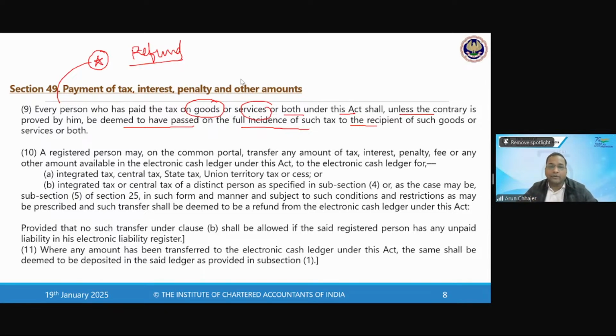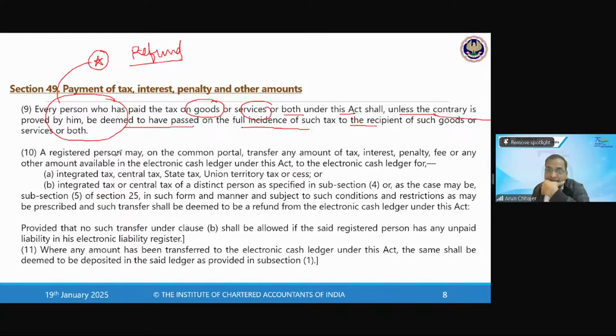Okay. No problem. Now this provision means that if I have paid the taxes on my supply when I'm raising the invoice, it is prima facie proved that I have passed the incidence to you, unless the contrary is proved. That could be the possibility if it is otherwise proved.